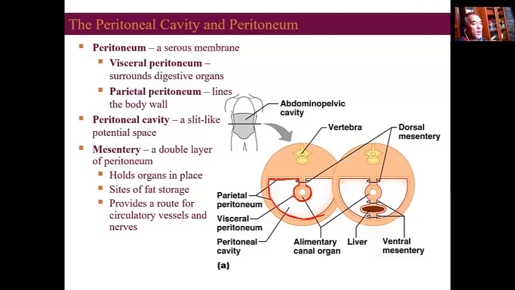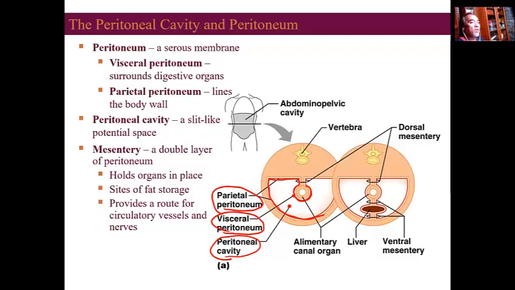So this membrane that wraps around the organs is called the visceral peritoneum. And the membrane that wraps the cavity, the walls of the cavity, is going to be the parietal peritoneum. Between the parietal peritoneum and the visceral peritoneum, there exists a cavity called the peritoneal cavity. So that's going to be your peritoneal cavity. Now, the abdominal cavity is different from the peritoneal cavity because we'll see later on that some organs are located not inside the peritoneal cavity, right?